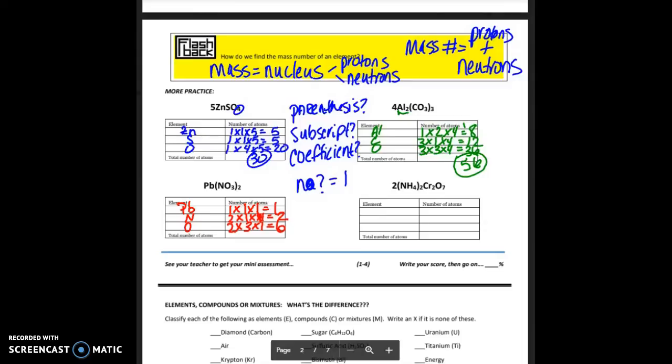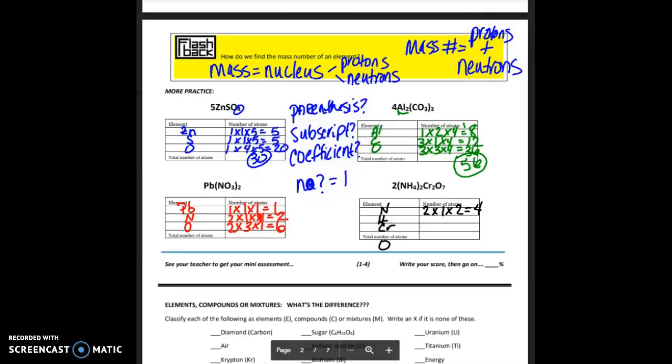And finally, in this last one over here, we have nitrogen, we have hydrogen, we have Cr, which is chromium, and we have oxygen. We don't quite have enough spaces for you there. Nitrogen, do we have parentheses? Yes, a 2. Do we have a subscript? No, we do not. Do we have a coefficient? Yes, we do, giving us a total of 4 atoms.